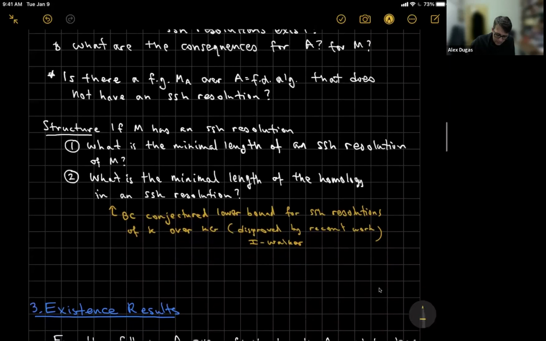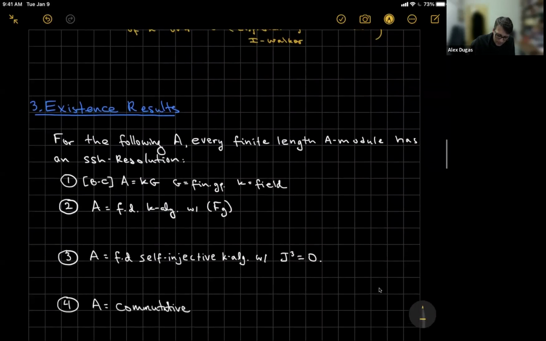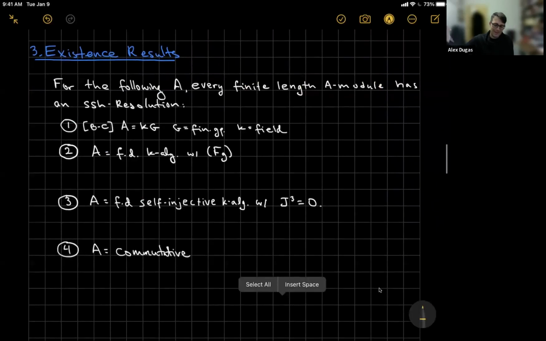All right, so let me move on and talk about these existence results now. If you've read the abstract, these are stated there, so it's not too much of a spoiler. Let me point out that here I wanted K to be an algebraically closed field, just to make these statements a little bit easier. And so in the following cases for these rings A, we know that every finite length A module has an SSH resolution.